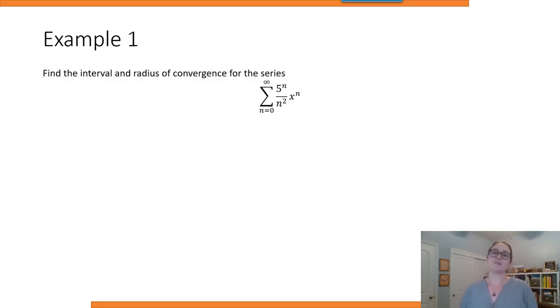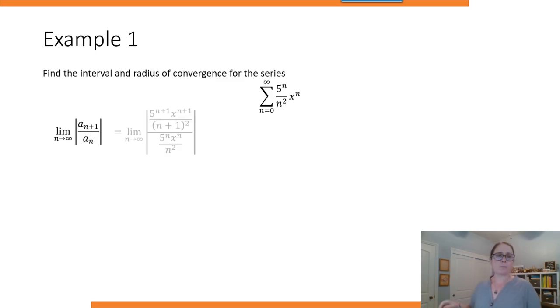Here I have a series from n equals 0 to infinity of 5 to the n over n squared times x to the n. So it's a power series because I have the x to the n. And I'm going to do the ratio test on this. Not everything is raised to the nth power, so I don't want to pick the root test. So I'm doing the ratio of successive terms.